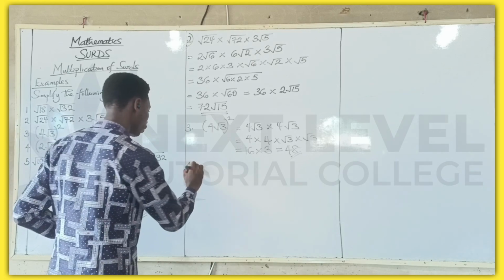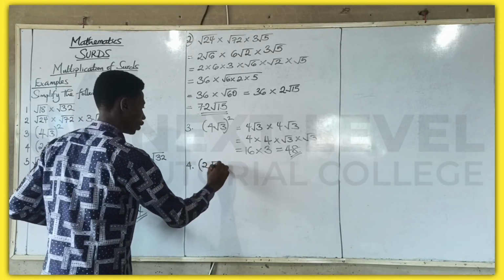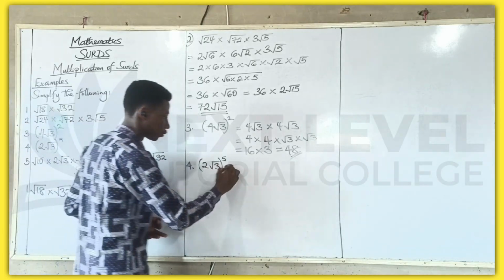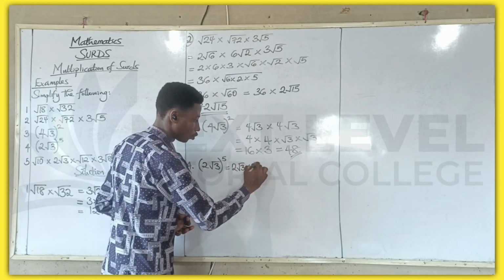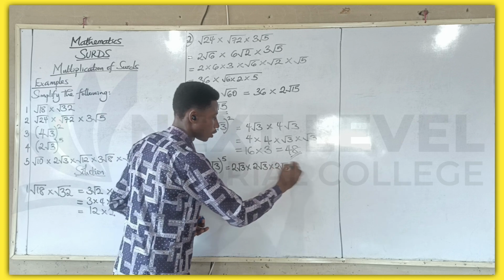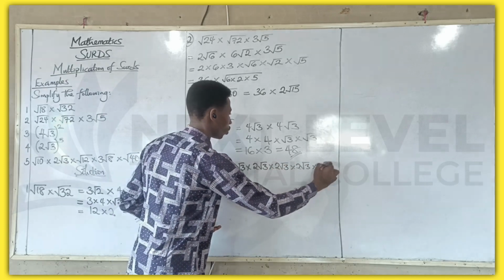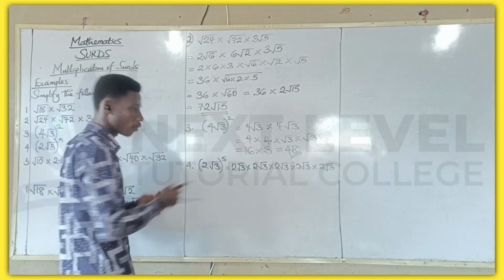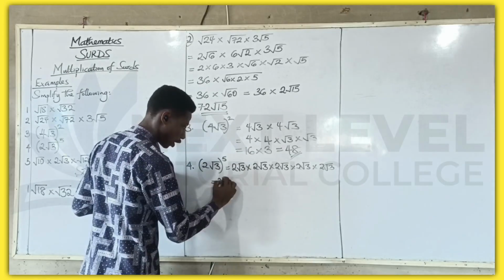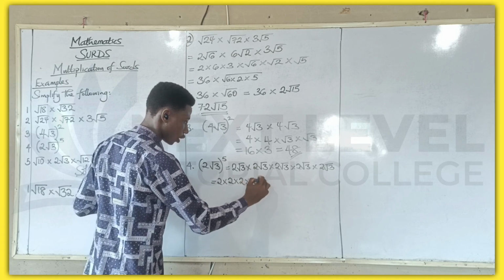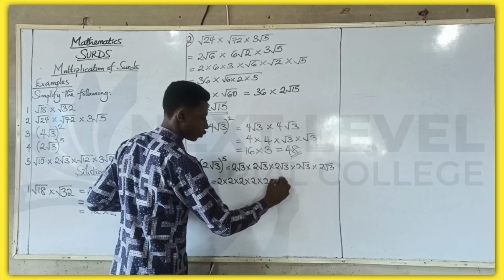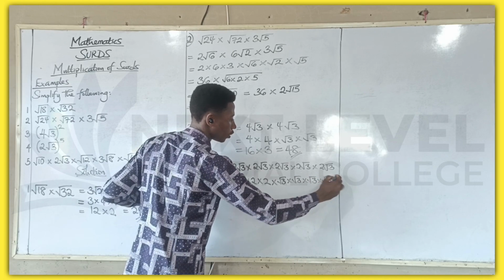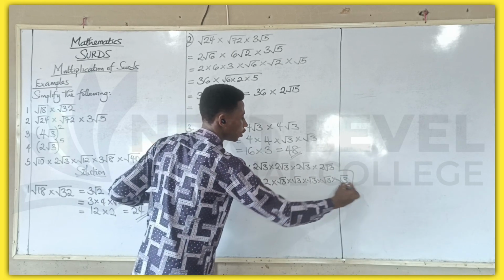Number 4, we have 2 SURD 3 all to the power 5. Meaning this multiplies 5 times. That is 2 SURD 3 times 2 SURD 3 times 2 SURD 3 times 2 SURD 3 times 2 SURD 3. 1, 2, 3, 4, 5. That's complete. So if we multiply number and number, we have 2 times 2 times 2 times 2 times 2, 5 times, SURD 3 times SURD 3 times SURD 3 times SURD 3 times SURD 3.